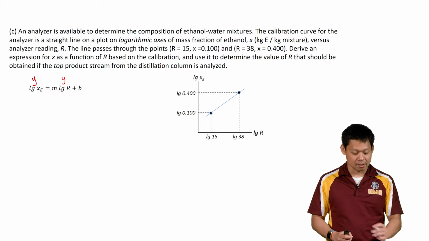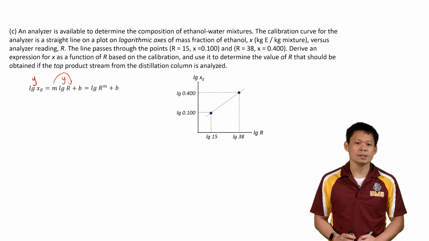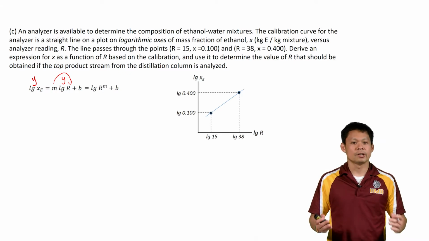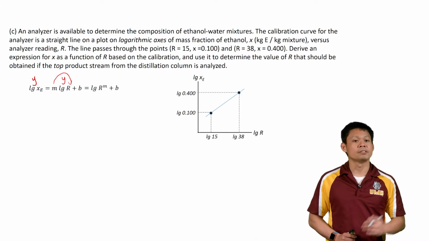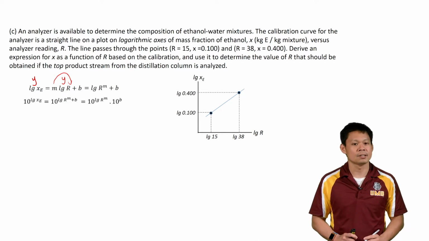When we have an equation that looks like this, the first thing you can do is use the log rules to move the m to the power. And now we have this. To get rid of the log on the left-hand side, I'm going to take 10 to the power of both sides. So 10 to the power of the left-hand side is equal to 10 to the power of the right-hand side.